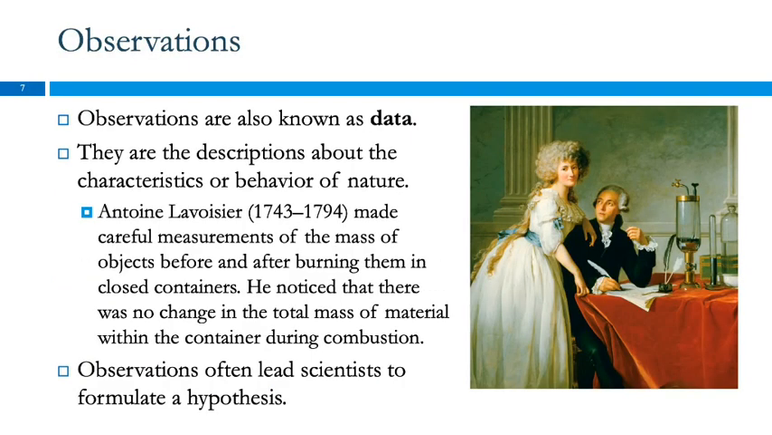So let's talk about the different steps of the scientific method. Observations. Observations in science are also called data. Sounds fancier than an observation. They're descriptions about the characteristics of behavior of nature. They can be qualitative, meaning you can observe the color of something, or they can be quantitative, like how tall was the plant. That's something you can measure and write down a number.